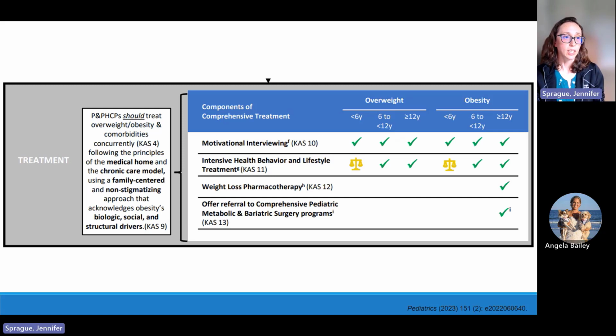Okay, so as we begin thinking about treatment, motivational interviewing is recommended across the board, all age groups. We're going to talk shortly about intensive health, behavior, and lifestyle treatment. That is really recommended for age 6 and above. It's not really very much data in less than age 6. And then at the end, we'll talk about weight loss pharmacotherapy and bariatric surgery, which are recommended to consider at age 12 or 13 for surgery.